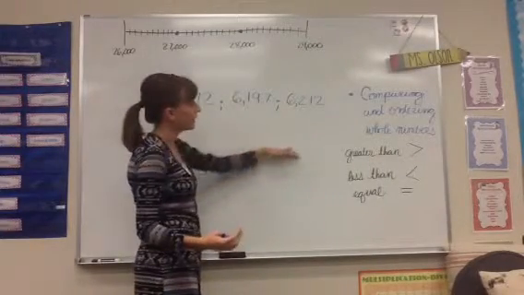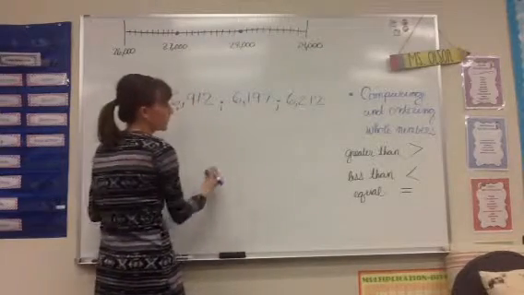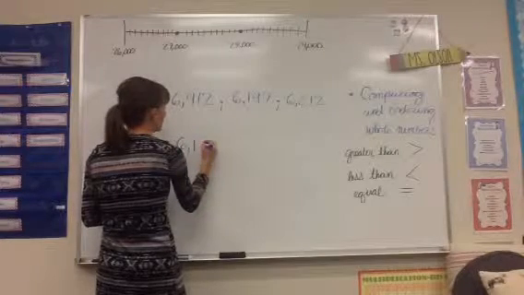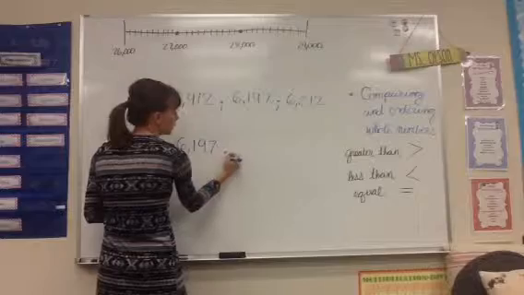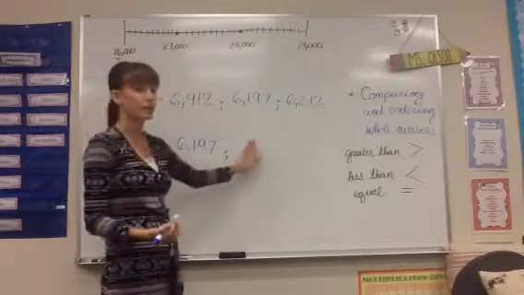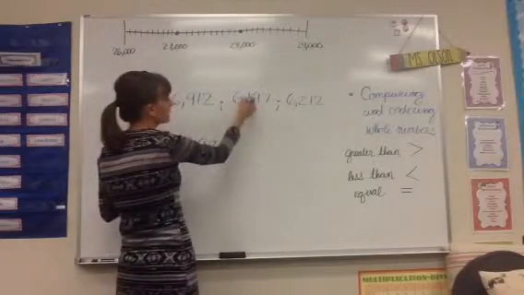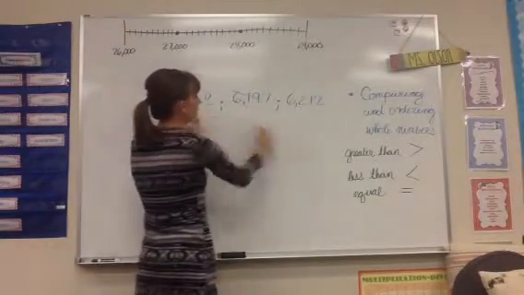So the lesser number is 6,197. So we're going to write that. 6,197. Semicolon, so that I know you're talking about a whole different number next to it. Now we've already done this one, so we can kind of cross it off. Now we need to figure out which one is next.